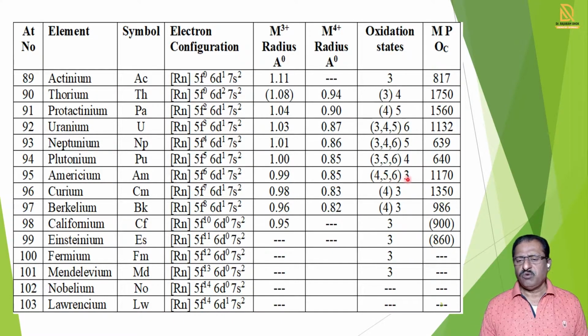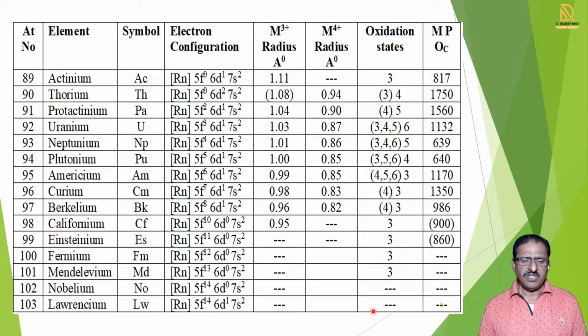Americium shows 3, 4, 5, 6, but +3 is more stable. Curium shows +3 and +4, but +3 is more stable. Berkelium shows 3 and 4. In that, 3 is more stable. Now the other elements, californium, einsteinium, fermium, mendelevium, also show the +3 oxidation state. In this way the different oxidation states are observed. So you remember which is more stable and which is comparatively less stable.